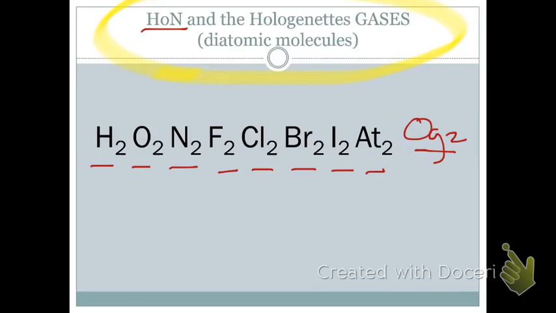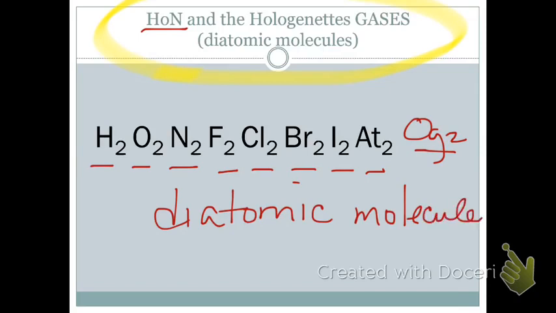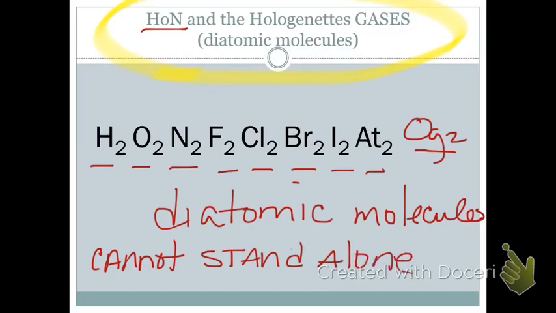Han and the halogenettes are what we call the diatomic molecules, and this should just be review for you. These are molecules that cannot stand alone as a molecule. They have to have the subscript 2, or they have to be diatomic, 2 atoms with each other. So make sure you keep that in mind as we go through, because if I'm talking about something that is a gas and it's one of the Han and the halogenettes, you have to know the formula in order to know the correct molecular mass of it so that you can do the density comparison.